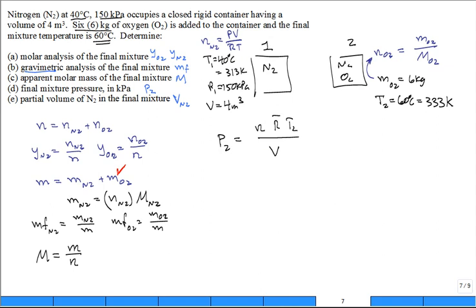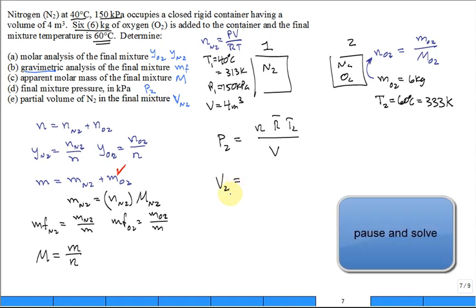Or have calculated. And then what's the partial volume of the nitrogen in the final mixture? V2. How are you going to solve for V2? I'm going to pause and walk around and see what you get for V2.